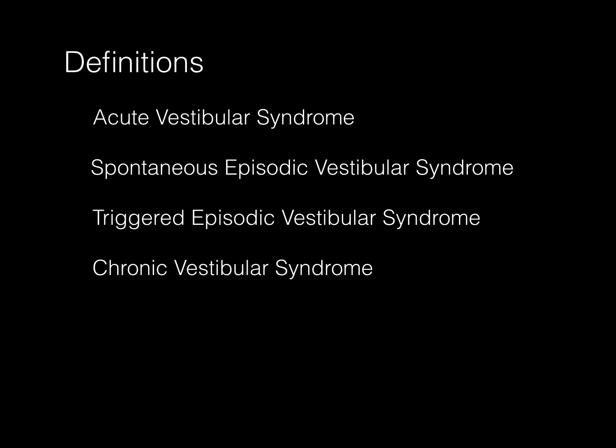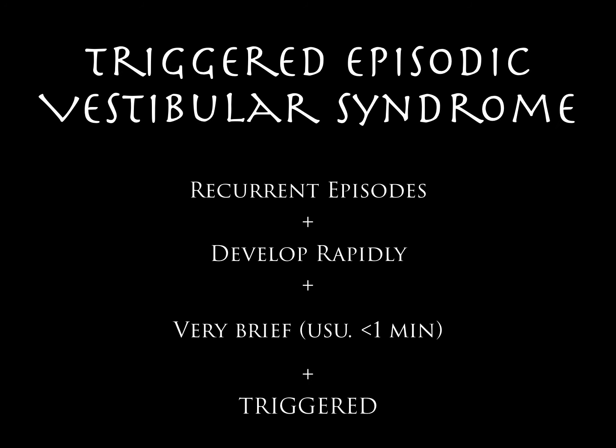We've gone over acute vestibular syndrome, labyrinthitis, and vestibular neuritis versus AICA or PICA stroke. Spontaneous episodic vestibular syndrome, which is either Meniere's or migraine, versus a TIA. Now we're going to move into triggered episodic vestibular syndrome. And really there's only one thing I want you to know here. All right, and this is benign paroxysmal positional vertigo.